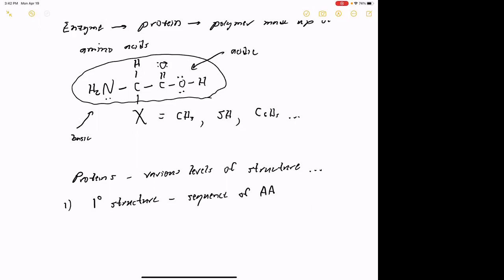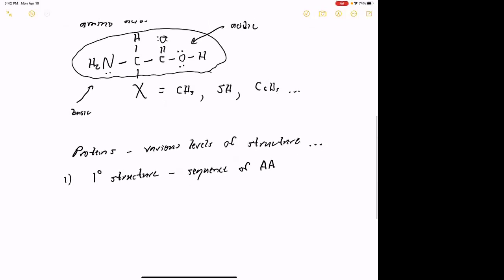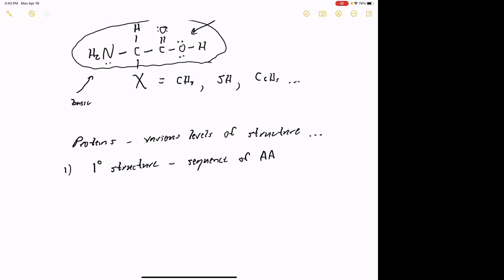What amino acids are next to their neighbors, because that's going to define to a certain degree the structure of the protein. The second thing we have to think about is the so-called secondary structure. Now, what this defines for us is actually the orientation of the amino acid chain in 3D space.